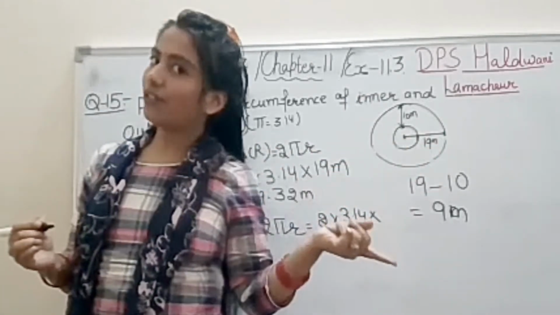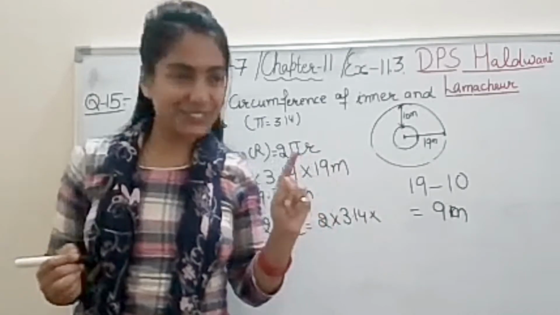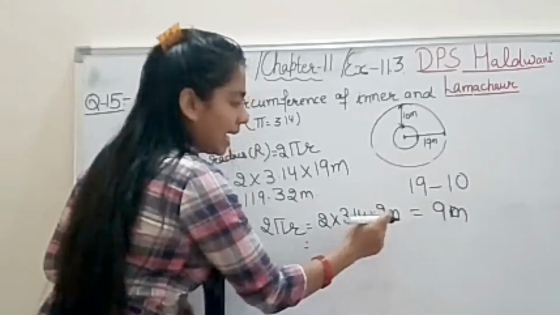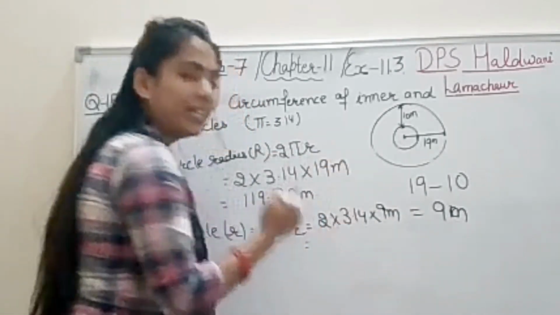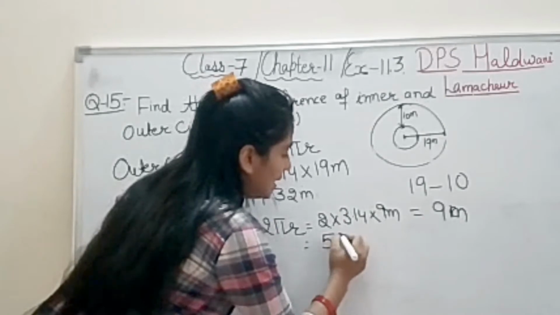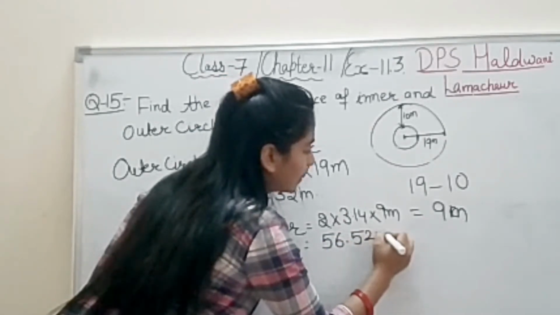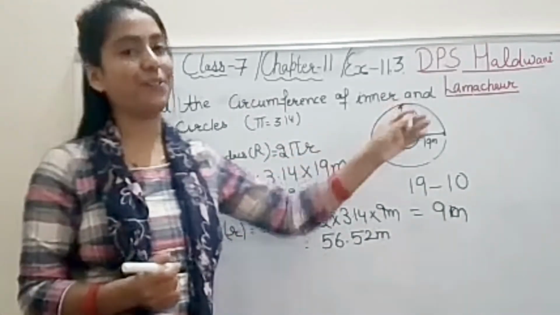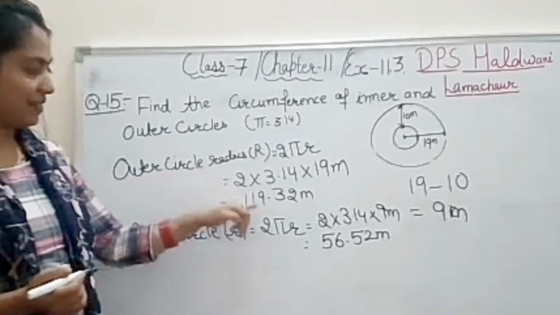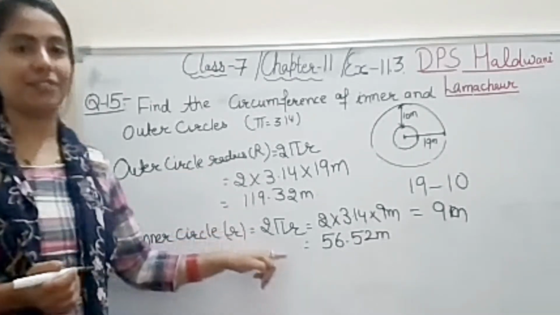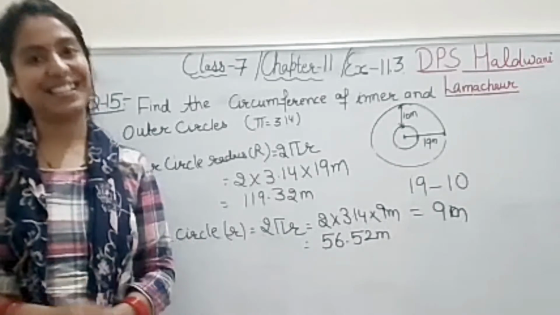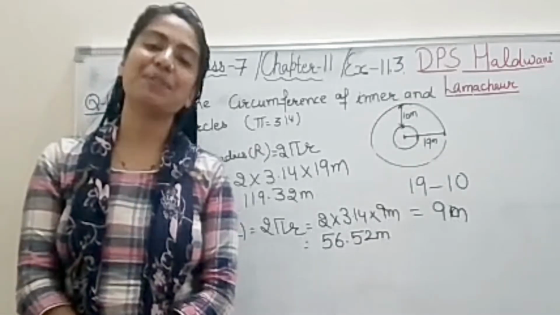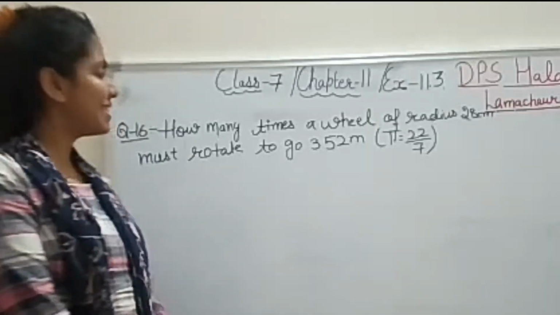This question is just the opposite of the flower bed. Right, student? Understood? So small r is 9 meters. So 2 into 9 is 18, and 18 into 3.14 is 56.52 meters. That's it, student. These are the calculations. You have to find the inner and outer circle circumference. So this is the circumference of the outer circle, and this is the circumference of the inner circle. That's it. Very simple, student. This is all about question number 15. Now coming to our next question, question number 16.